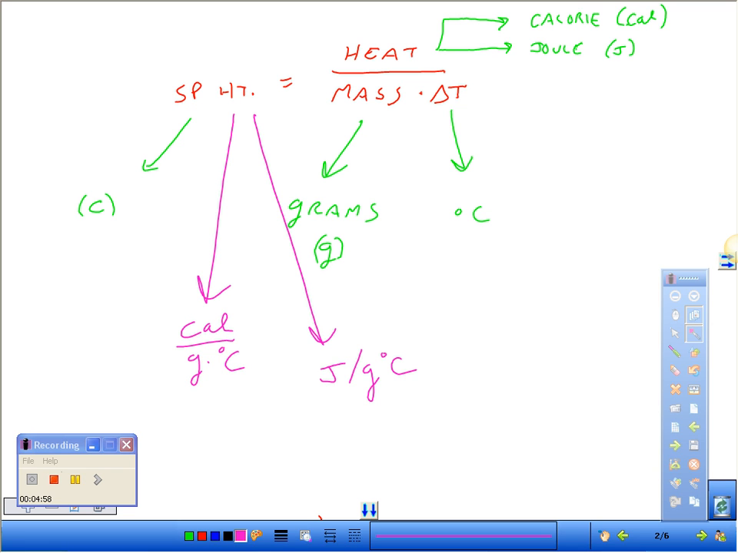So as you can see, we're going to have four variables. The simplified version would be C is equal to Q, where Q is the symbol that's used for heat, divided by M for mass times change in temperature. So that is your simplified mathematical equation for specific heat.